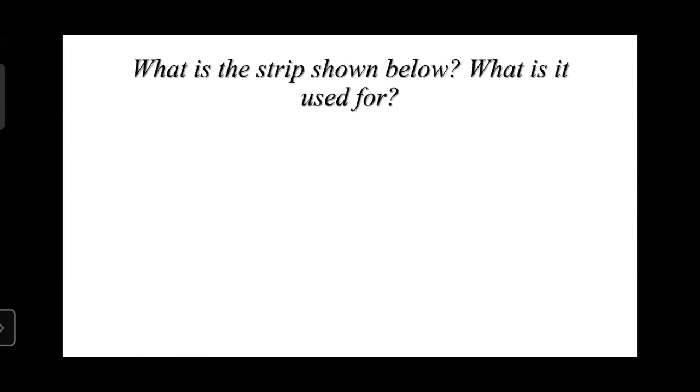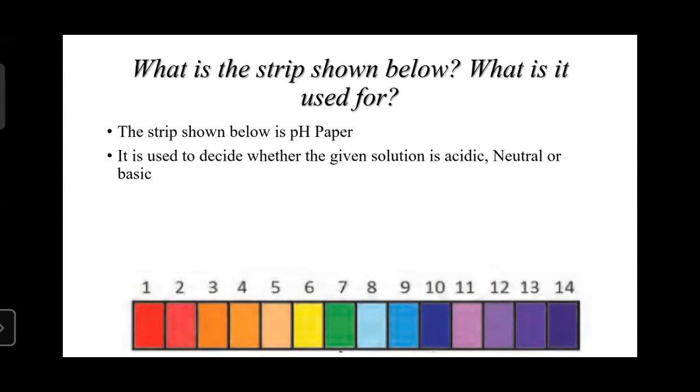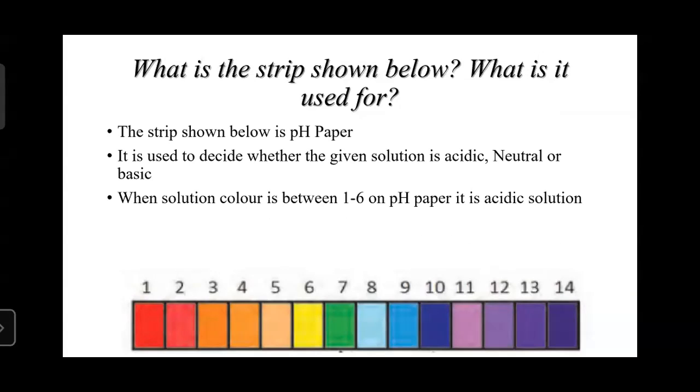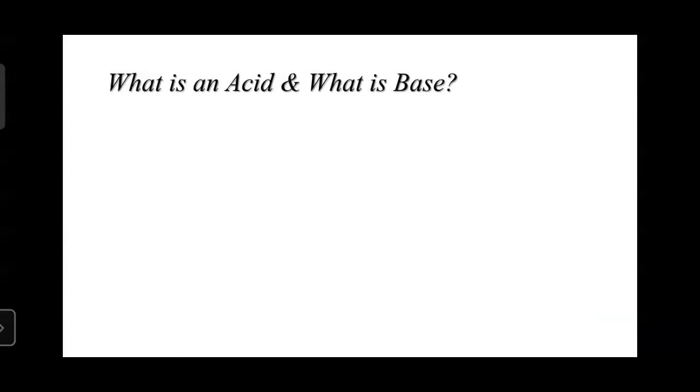Now, there is a strip which is numbered from 1 to 14. The name of the strip is pH paper. And what is its function? It is used to decide whether the given solution is an acidic solution or a basic solution. When the solution color is between 1 to 6 on pH paper, it is an acidic solution. When the solution color is 7 on pH paper, it is a neutral solution. And when the color of the solution is 7 to 14, the solution is considered basic. From that, we will decide whether that substance is an acid or a base.